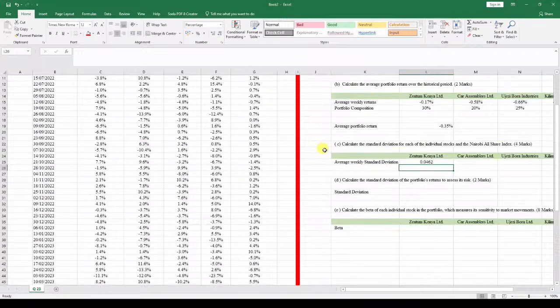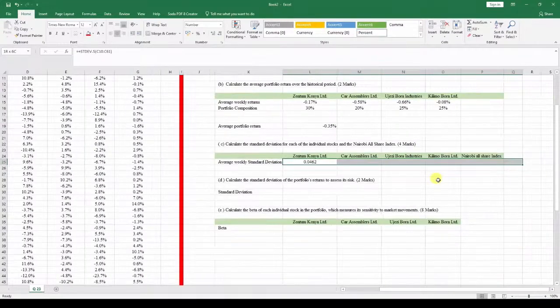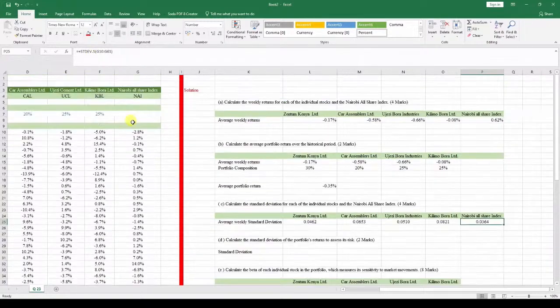And we move up over here like this, we can see we already have that given to us there. And if we were to drag it moving towards the right like so, up till All Share Index, it will actually pick the standard deviation. Remember, for example, this one is picking the standard deviation of the sample for the Nairobi All Share Index right here.